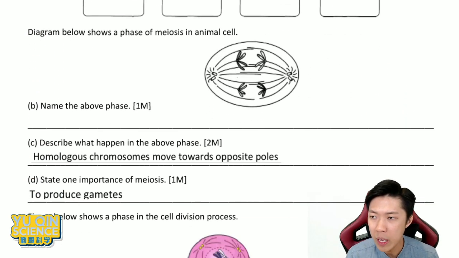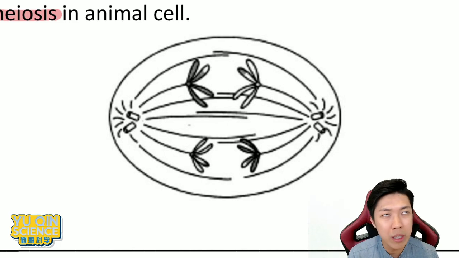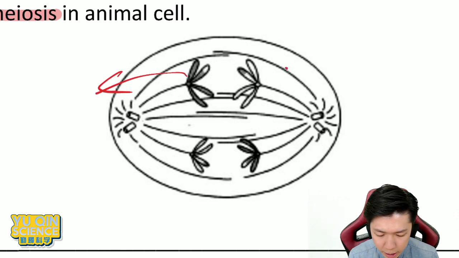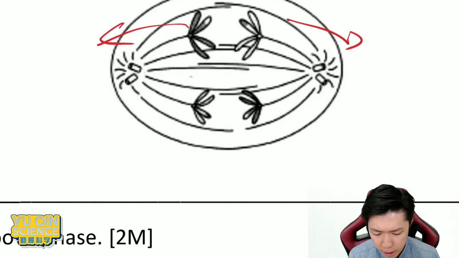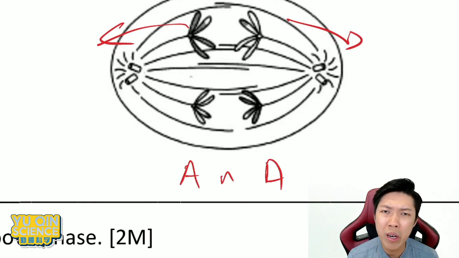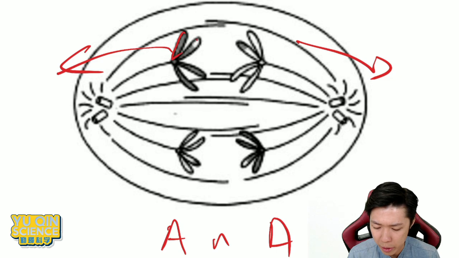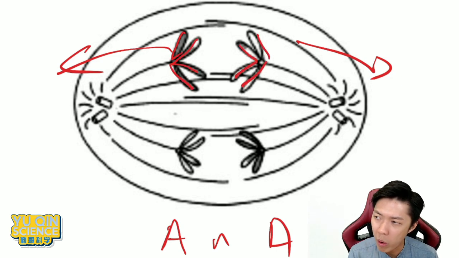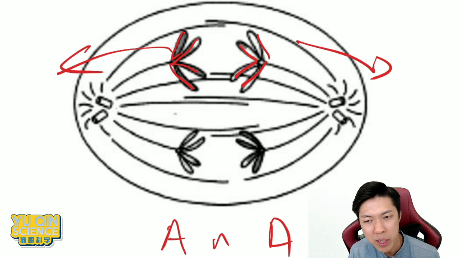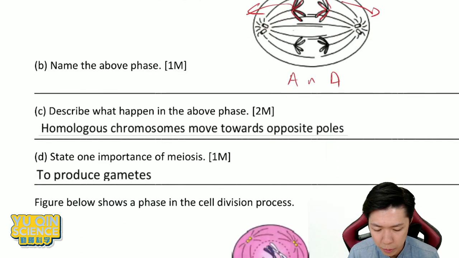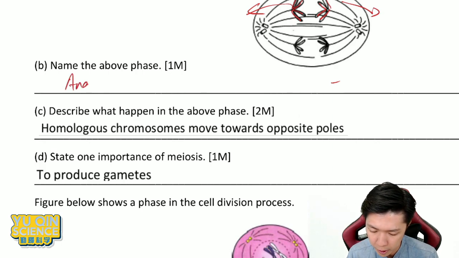Right, next one. Name the phase above. Okay, first of all, check if your question tells you mitosis or meiosis. There you go. But, oh my god, there are so many steps, so many phases, which one? But I feel like this is going to the left and right. It has to be anaphase, I think. But which one? Anaphase 1 or anaphase 2? I think there are four legs here, more, right? It's not half yet. So I think this must be the first one. Does that make sense to you? So this will be your anaphase 1, okay? Anaphase 1, there you go.